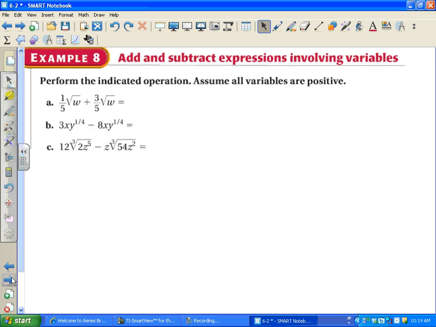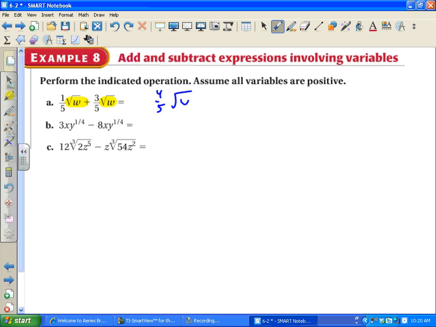Last bit of problems. I think this is the last example. This one's the easiest stuff that we've done all day. It doesn't look easy, Mr. Wood. It is. We've got like terms again. Cube square root of w, 1/5 square root of w plus 3/5 square root of w. Keep the like term the same and do what it tells you to do. 1/5 plus 3/5 is 4/5 square root of w.